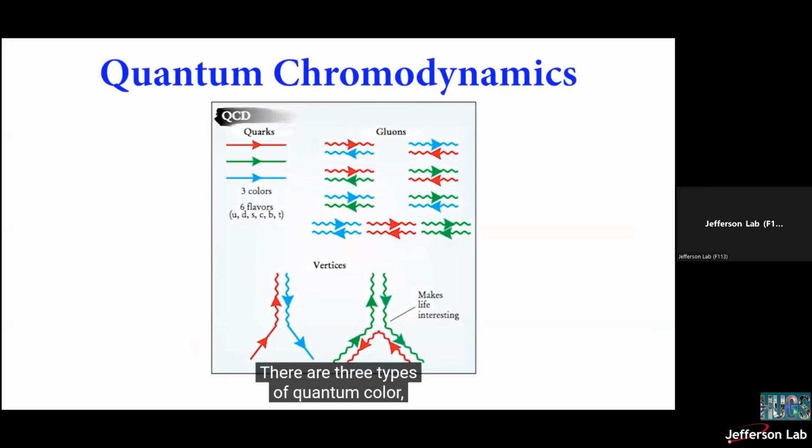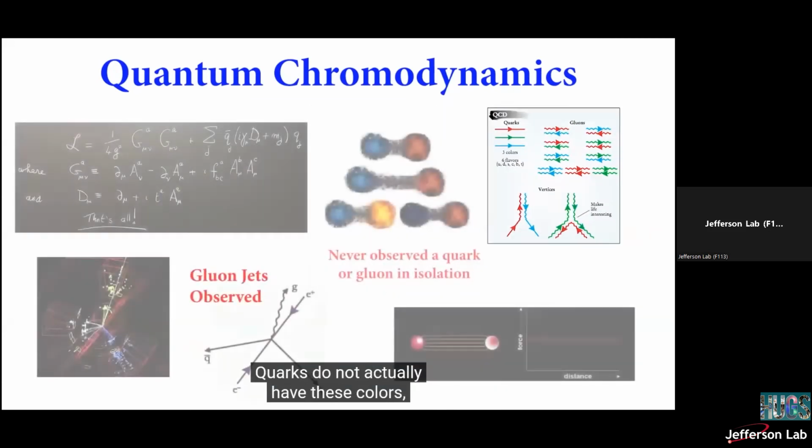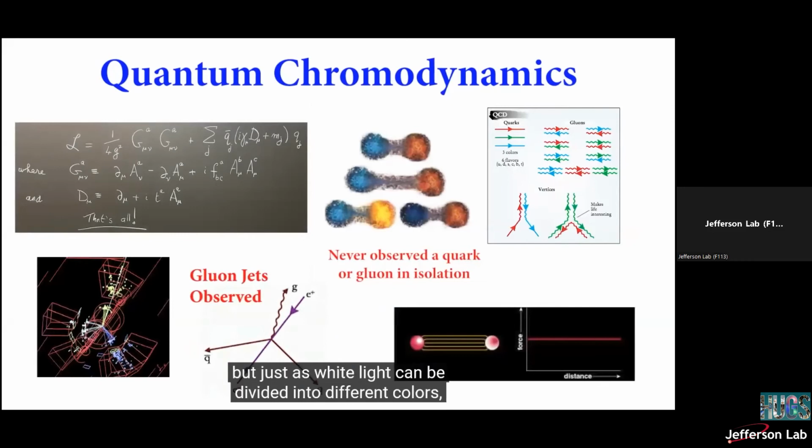There are 3 types of quantum color, called red, blue, and green, in analogy to the primary colors of visible light. All observable systems of quarks and gluons and their associated antiparticles found in nature are predicted in QCD to have equal amounts of red, blue, and green color. That is, they are colored white in analogy to visible light. Quarks do not actually have these colors, but just as white light can be divided into different colors, so can quark systems be divided into equal amounts of red, green, and blue.